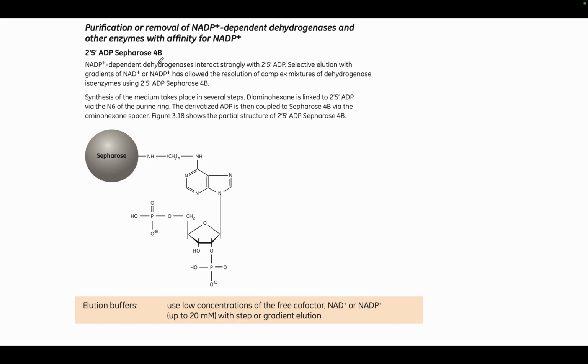And here, as we discussed, we have the linker. This is the compound itself. And we can use this to purify a protein. Here it says to elute this, we should use a low concentration of the free cofactor. So here we have to do a competitive elution, with NAD plus or NADP plus. That will compete with our ligand for binding to our target protein, and our target protein will be eluted.